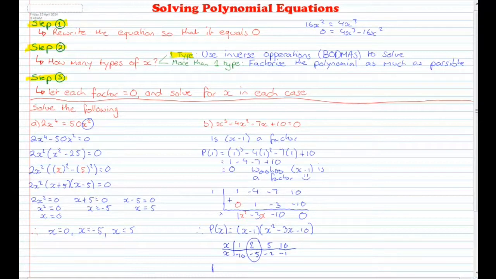So that therefore is going to give us p of x is equal to x minus 1 out the front still, that's been brought from down up here. And then I'm going to get x plus 2 and x minus 5.